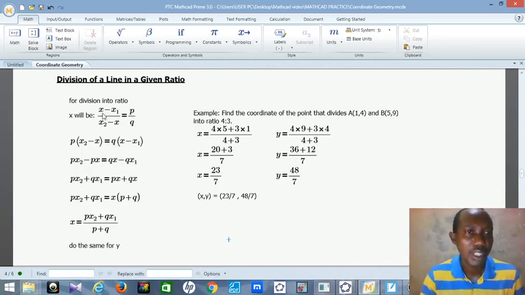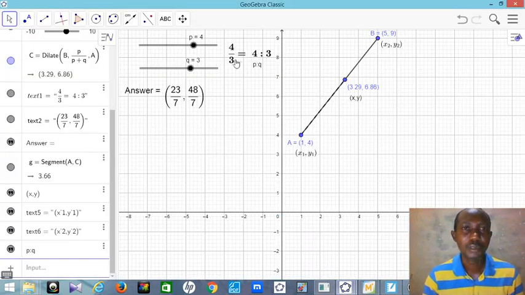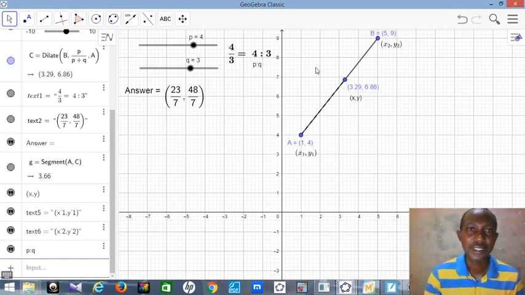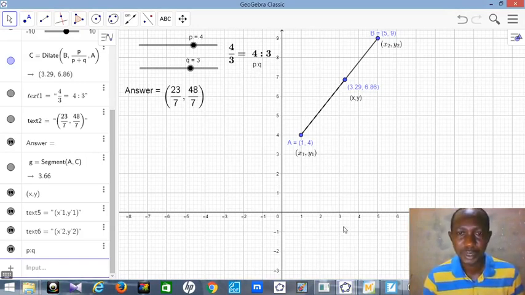But for ratio, x minus x1 will divide x2 minus x, which will now be equal to the ratio, and I use p and q as my ratio, which is p over q. That is all we are talking about, which is what I have here. So take note of this, go through this lesson, and you see that it's very easy and simple.